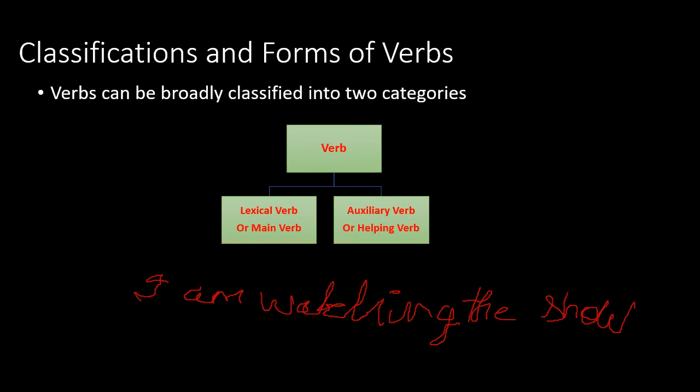I is the subject in this sentence. Am is the auxiliary verb or the helping verb. We will discuss it furthermore in future slides. We'll see what are other auxiliary or helping verbs. So am is here the auxiliary verb. Watching is the main verb. Ing form of it becomes the gerund, watching the show. Main show dekh rahi hoon, right? So am is referring to the auxiliary verb, and watching is referring to the main verb. Okay, I hope it is clear to everyone.